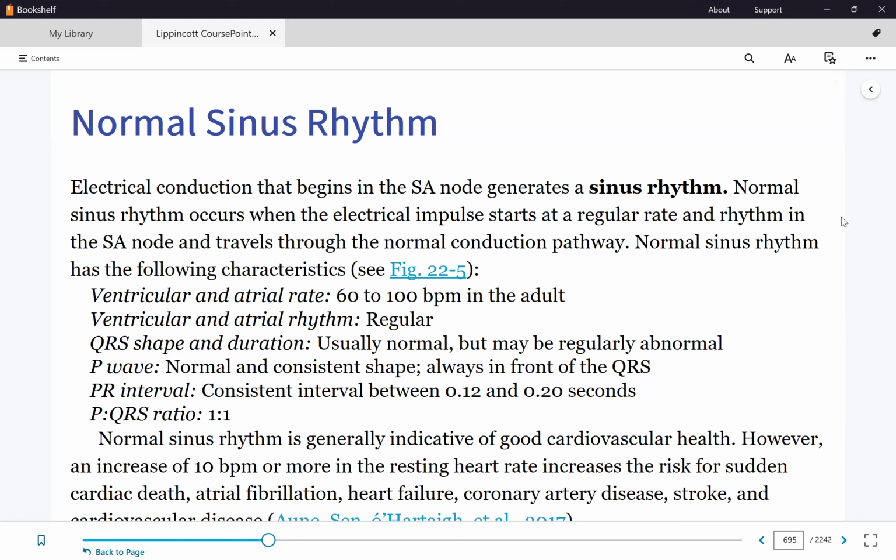And when I say dysrhythmia, if there's a strip question, I can ask 5 possible questions on each strip. 1, what is it? What is that rhythm? 2, what causes it? 3 is the easy part because the third question is signs and symptoms.